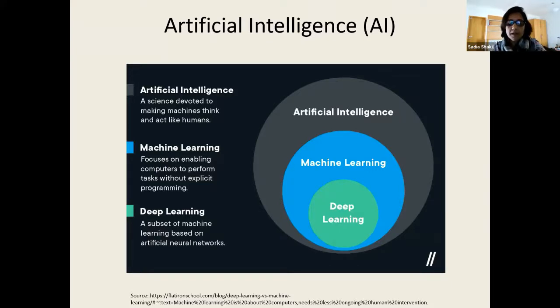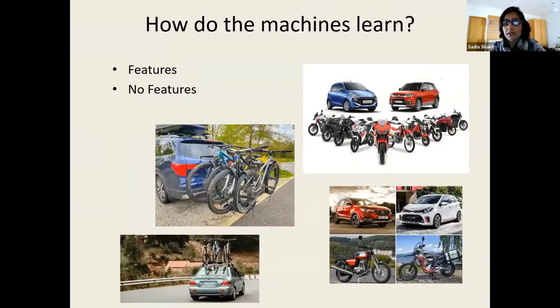Now the question is, how do machines actually learn? And for that, I will give a very basic example. Machines learn the same way that we learn. Let's suppose that these are all pictures of cars, and we have bikes, and we want a kid to learn about the differences between a car and a bike. So if I am showing the pictures to a kid, there can be two ways I would let the kid understand.